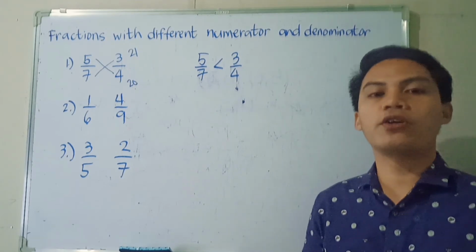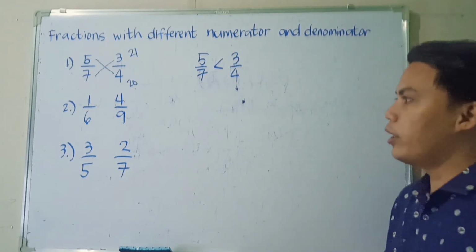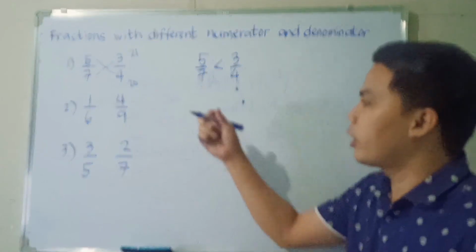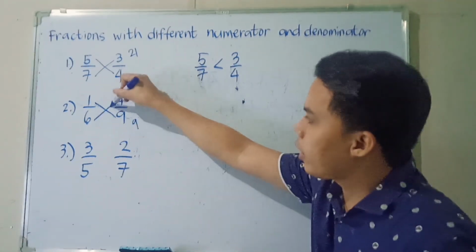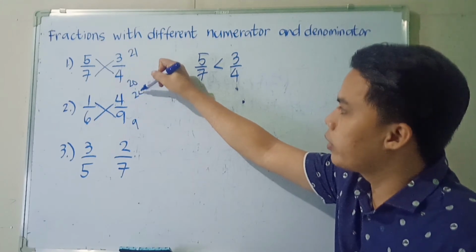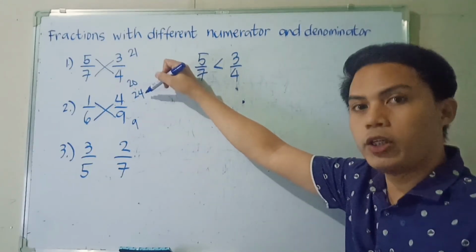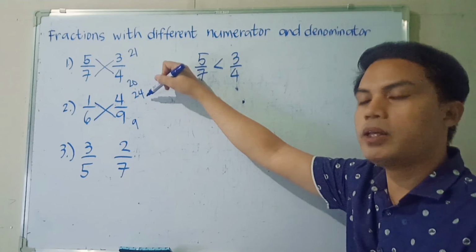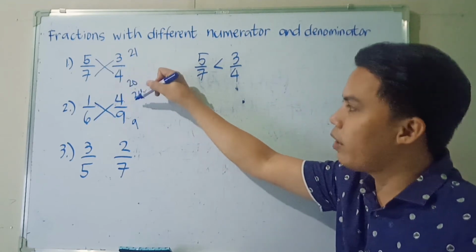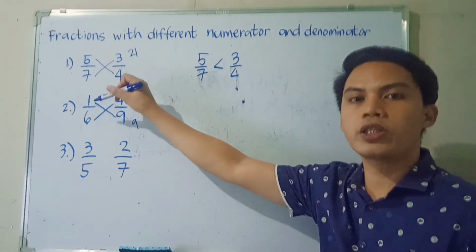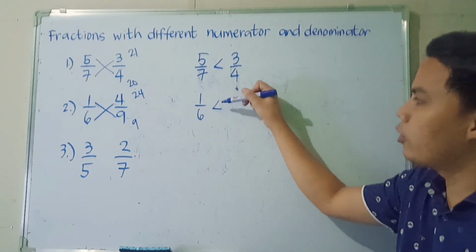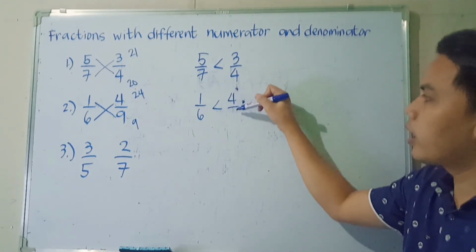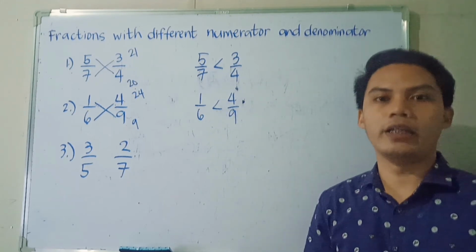Okay, let's proceed with our second example. So again, parang nag-cross multiplication lang tayo. 1 times 9 is 9. 6 times 4 is equal to 24. So since mas malaki yung product na nasa taas, ibig sabihin, the second fraction is greater compared sa first fraction. So, 1/6 is less than or mas mababa kaysa kay 4 over 9.